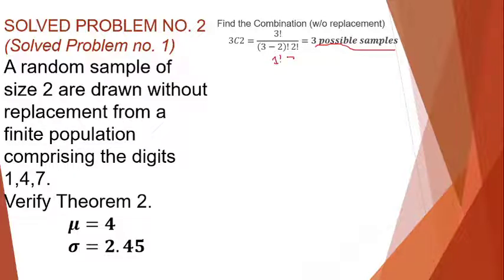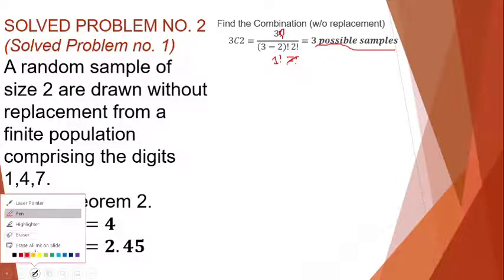And 2 factorial. So, kung aalisin nyo, di ba 3 times 2 times 1 over 2 times 1, alisin nyo itong factorial sa 3. 3 divided by 1. 1 factorial is equal to 1. 3 divided by 1, 3. So, tama lang yung computation natin, di ba?